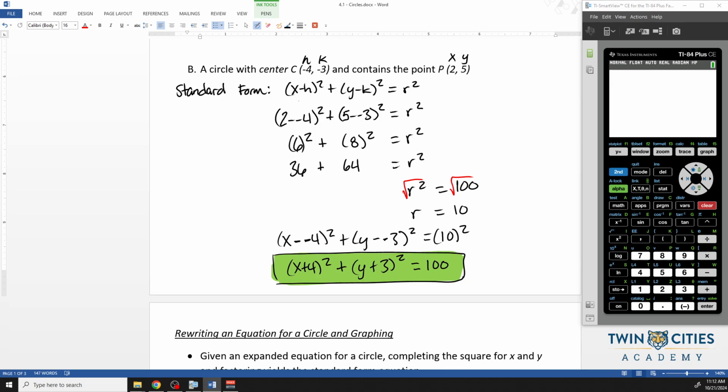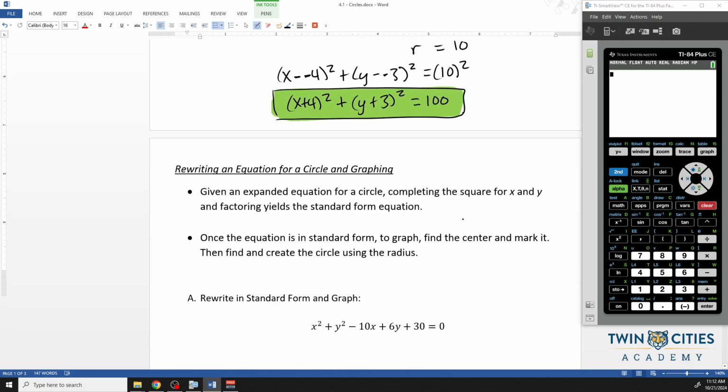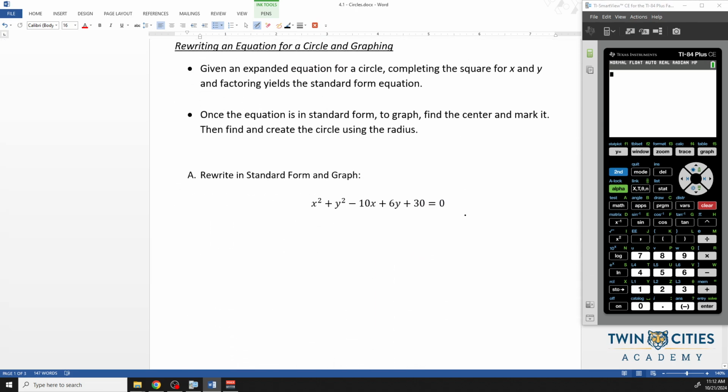So now, let's talk about rewriting the equation for a circle and graphing what the circle looks like, but you're not given the equation in standard form. You might be given this in expanded form. So take a look at A. I've got x squared plus y squared minus 10x plus 6y plus 30, all of this equal to 0.